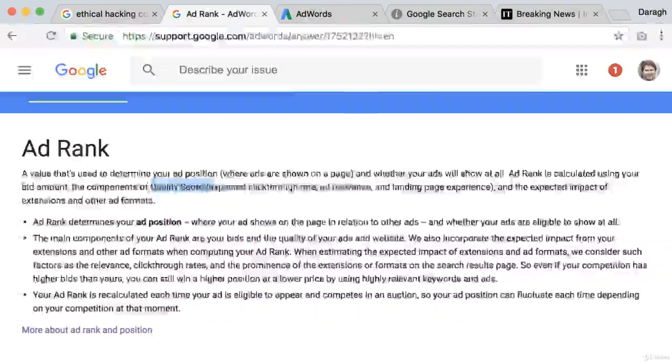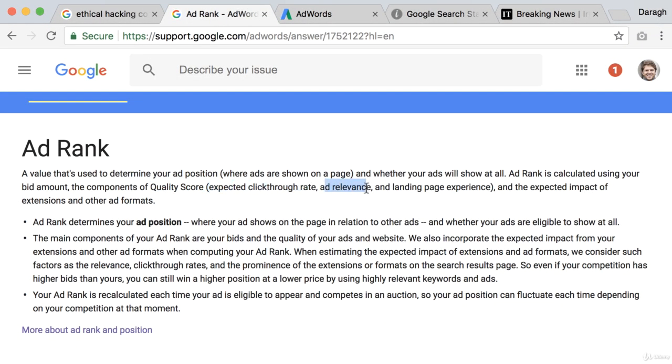And the quality score, if we look it up here, is the expected click-through rate, the ad relevance, and the landing page experience. So it's a combination of these factors that actually make up the quality score. So if you want to reduce the cost of your advertisements and get to the top spot with a lower bid, then what you can do is improve your quality score. And the way that you do that is firstly by increasing your expected click-through rate. Now that is based on historical data.